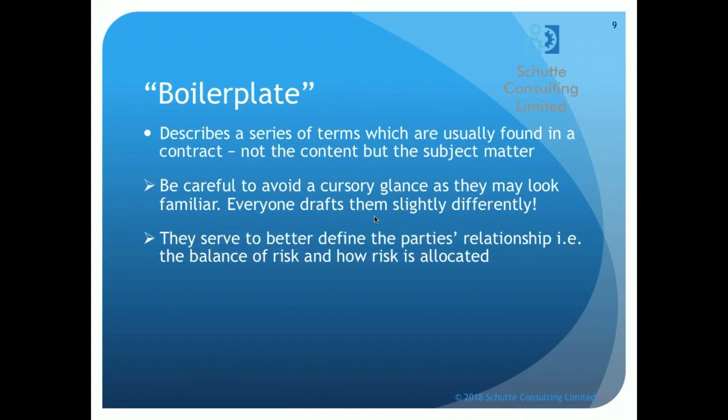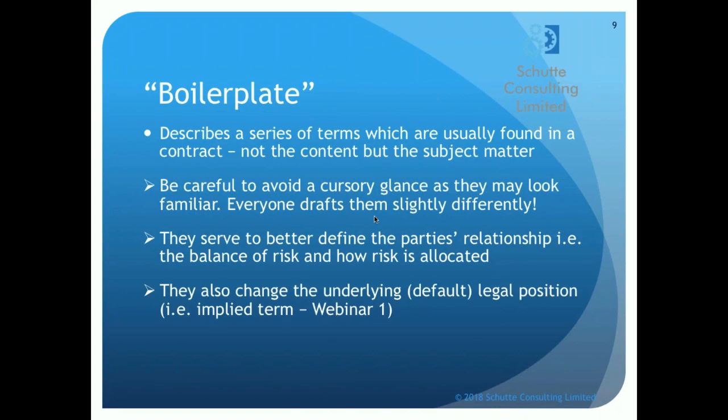The point of boilerplate is to better define the parties' relationship. This goes a little bit towards how risk is balanced and allocated, and it is also to provide some standard terminology in terms of subject matter, which we ought to find in contracts. Boilerplate does, however, change the underlying legal position. In other words, what the default position in law would be. We talked about implied terms in webinar 1, and this is a good point to cross-reference your notes on implied terms.